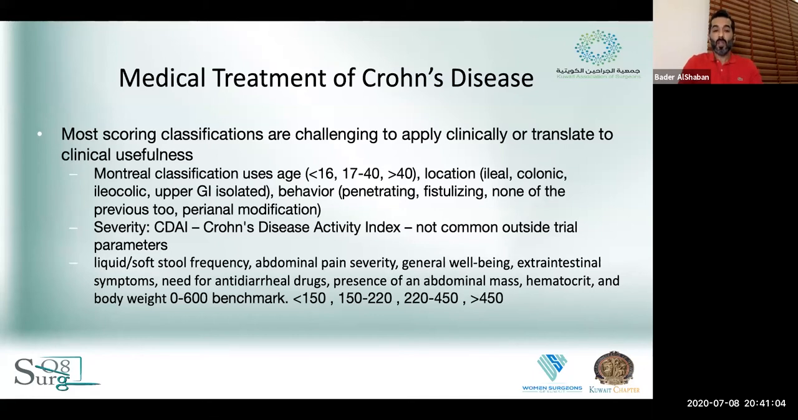The biggest 2 classifications that are used for Crohn's disease are the Montreal classification, which relies on the age, the location of the disease, and the behavior of the disease, such as penetrating, fistulizing. And as I was mentioning earlier, perianal is a modifier in the Montreal classification because it in itself represents a slightly higher activity.